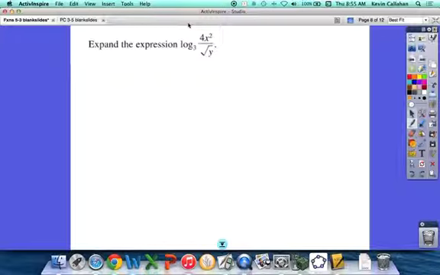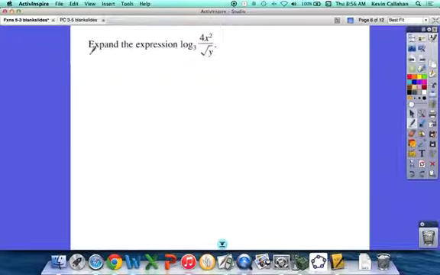You see that 2 there, but you can't do a power property because that 2 is not the exponent for everything inside the logarithm, right? So don't try to think you could take that 2 out in front. It would only be if everything inside was squared. So first, we're going to split this up using the product property and the quotient property.